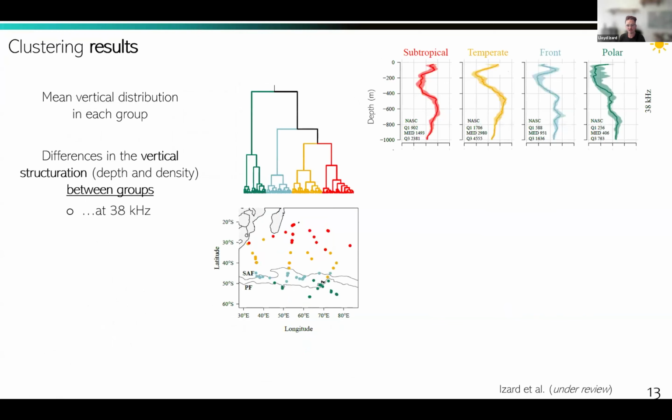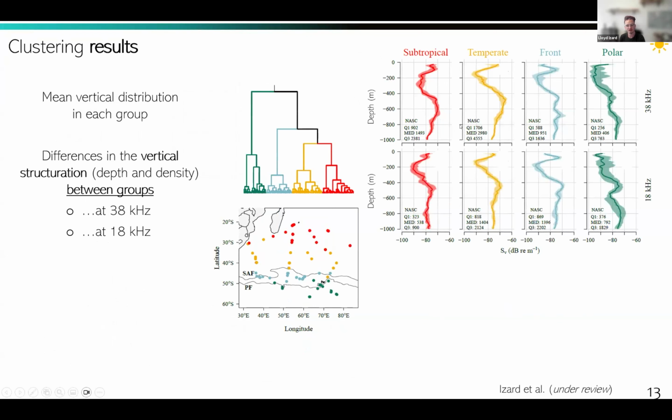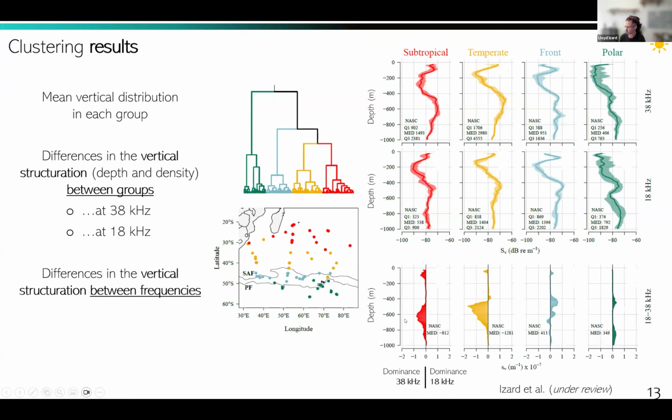What's interesting now is to look at the result of the clustering. To do that, we can compute a mean vertical distribution in each ecobiome, if you want. And here we observe, indeed, different vertical distributions between the groups at 38 kilohertz. We can compute the same for the 18 kilohertz frequency. Actually, both frequencies might seem quite familiar at first, but we can compute the difference between the 2. And that's what you get in this subfigure here.